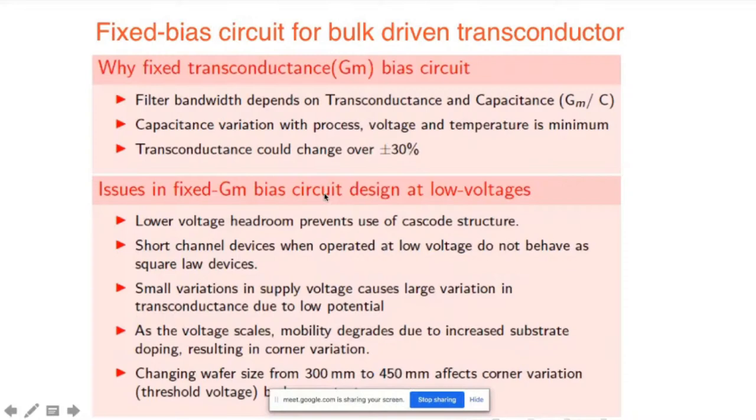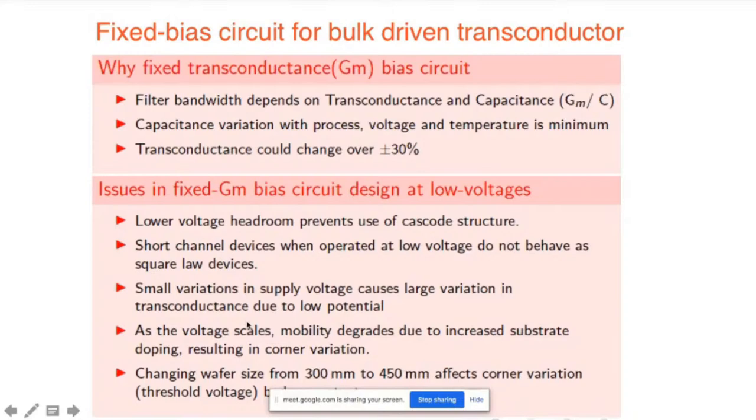you require a fixed Gm bias circuit. A lower supply voltage prevents use of cascode structure. That is, since we are working at 0.4, 0.5 V, we cannot go for cascode structure. And also short channel devices when operated at low voltage do not behave as square law. That means our channel length of the devices is considered to be small. Then a small variation in supply voltage causes a large variation in transconductance due to low potential. That means your transconductance itself is very small, so a very small variation will give you a large variation.